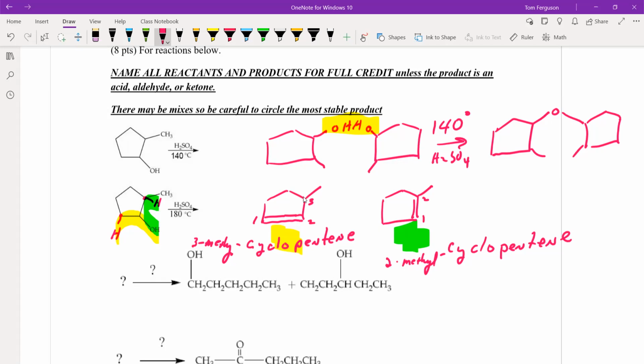We also have to name our reactant side. So this is going to be a cyclopentanol, and it's going to be 2-methylcyclopentanol. That's a little more symmetrical than the other one. And so it would probably be a 55-45 split, something like that.